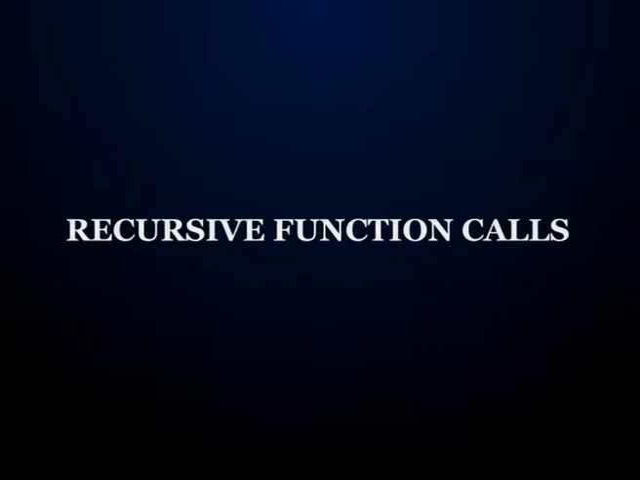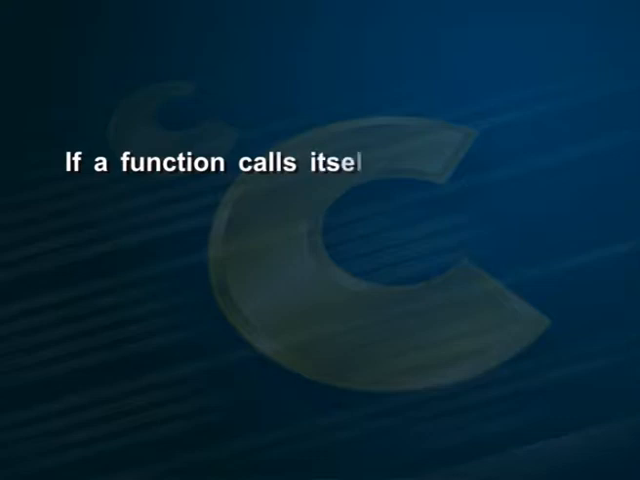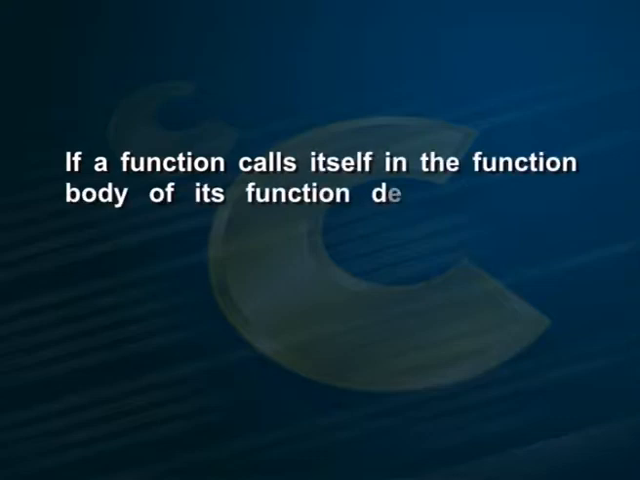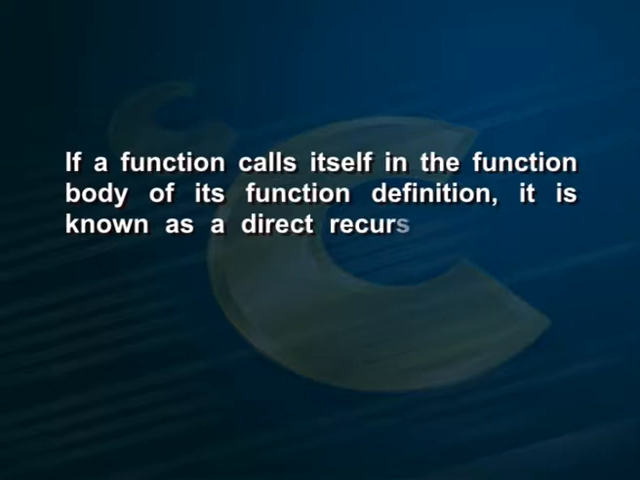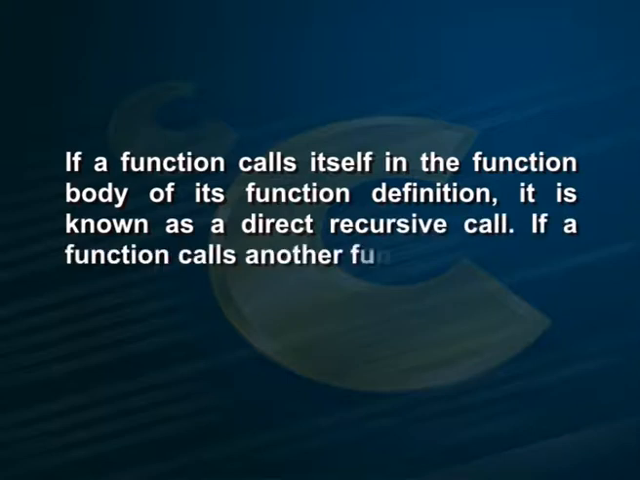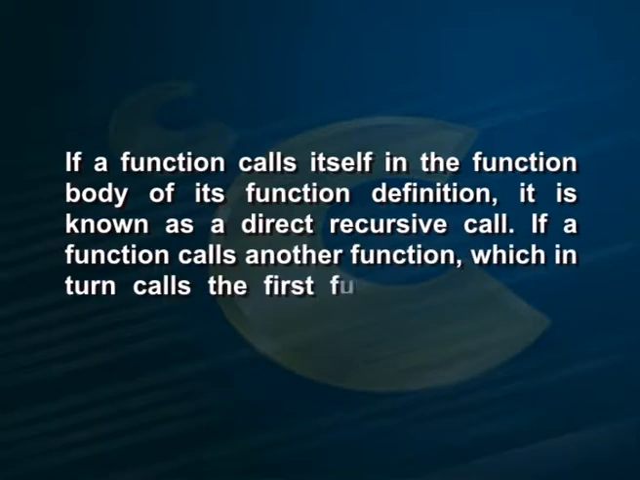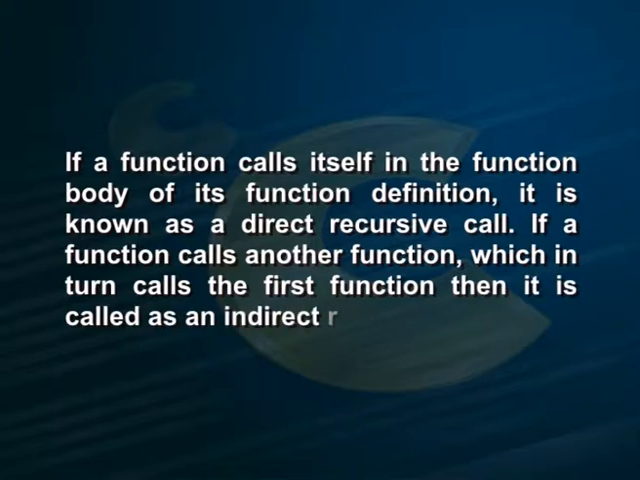Recursive function calls. Based on the function call, functions can be classified as recursive and non-recursive functions. If a function calls itself in the function body of its function definition, it is known as a direct recursive call. If a function calls another function which in turn calls the first function, then it is called an indirect recursive call. In either case, the definition of the function results in a circular chain of calls of the same function. Hence, the execution will continue indefinitely.